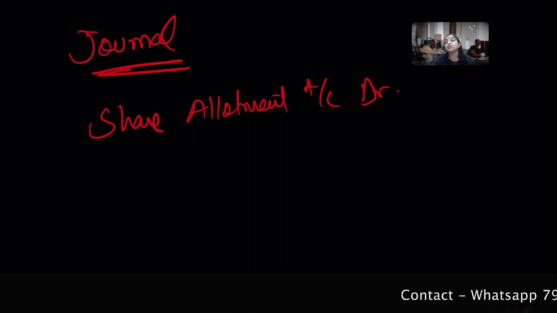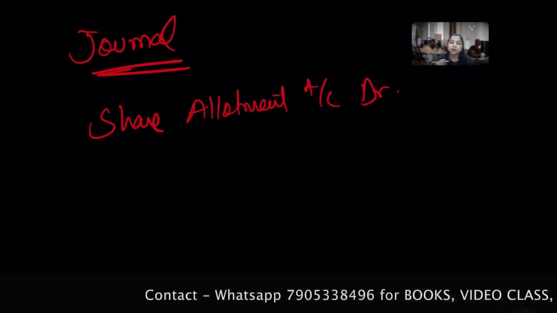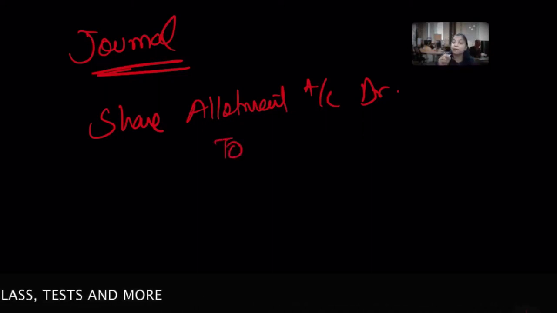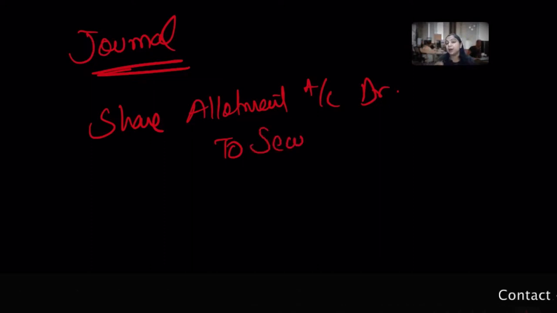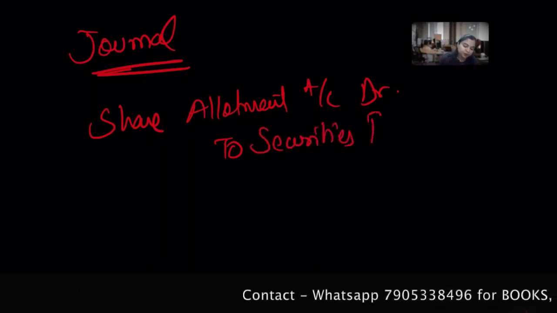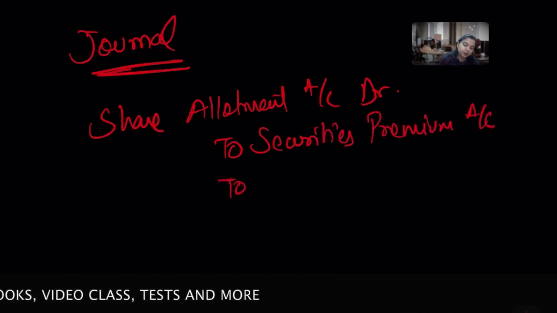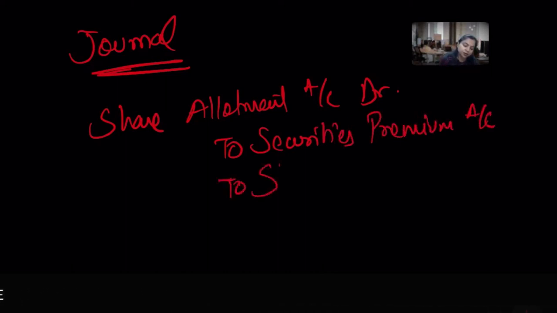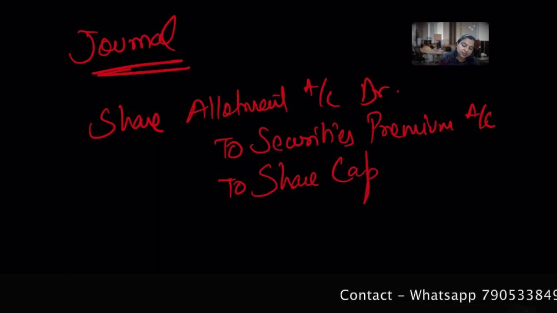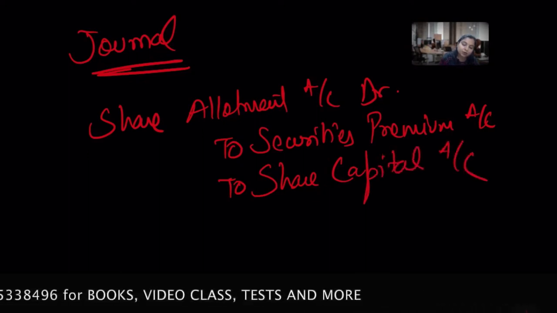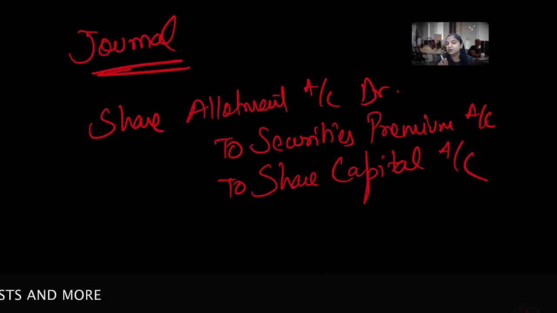Obviously it will be to the share capital, but now I got the money more than the face value, so we have to transfer it into a separate securities premium account because it's a capital receipt, to securities premium account and to share capital. I hope you people can recall why this share capital is credit.